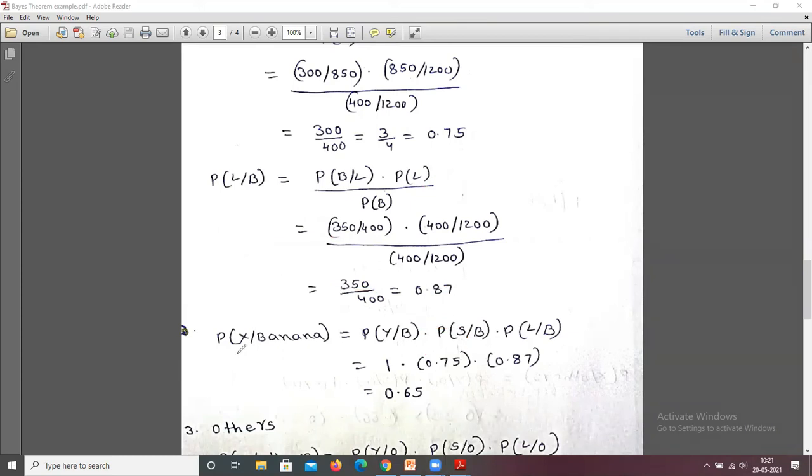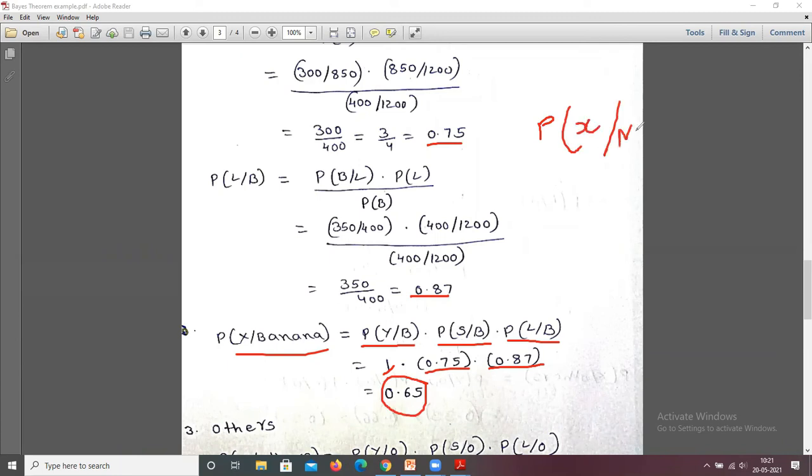Now we are going to calculate X by banana. How can we find this? By using probability of Y by B, probability of S by B, probability of L by B. What's the value of probability of Y by B? 1. Probability of S by B is 0.75. Probability of L by B is 0.87. Now the value is 0.65. What is the probability of X by M? That means mango, that is 0. Here we got 0.65 as the answer for the probability that X may be banana.